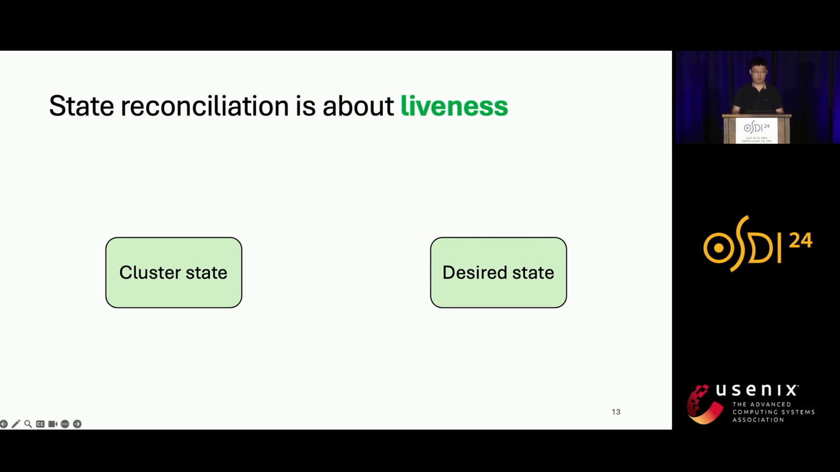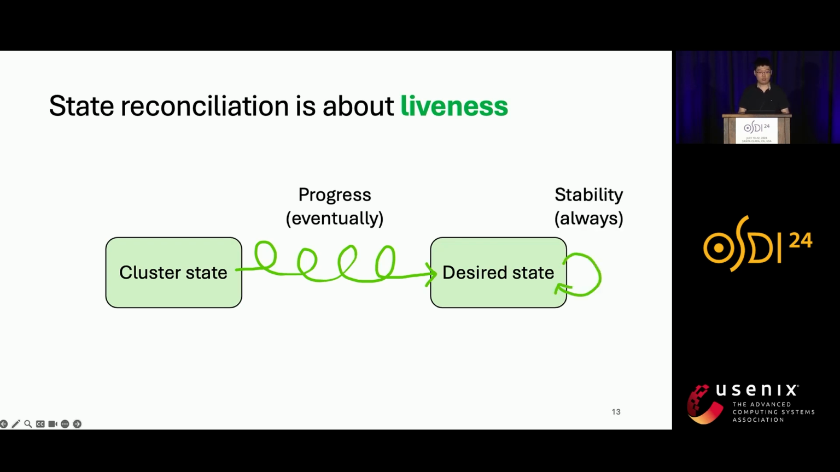So in principle, a correct controller should reconcile the cluster state to eventually match the desired state, no matter what happened in between. And we call this progress. And once the cluster state matches the desired state, the controller should always keep it in that state, and we call it stability.